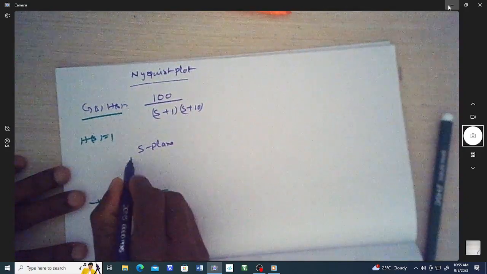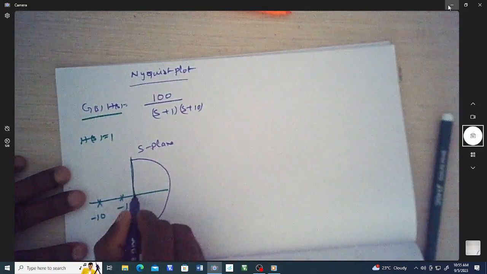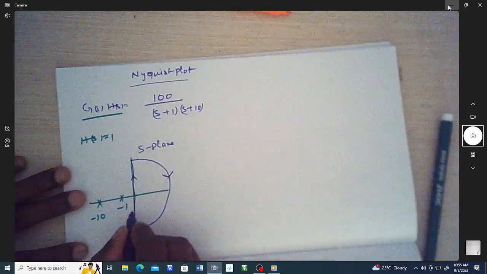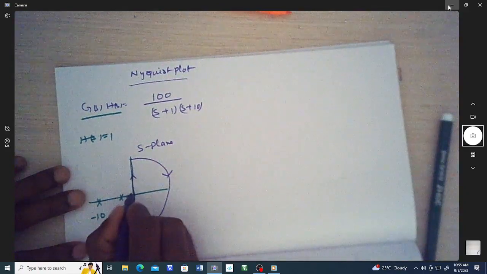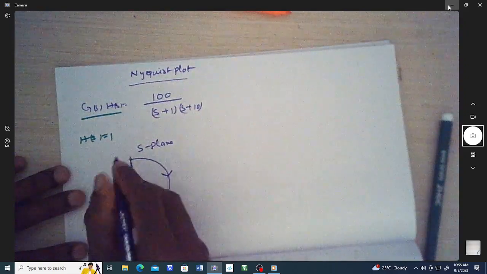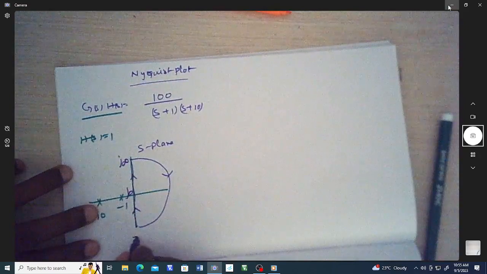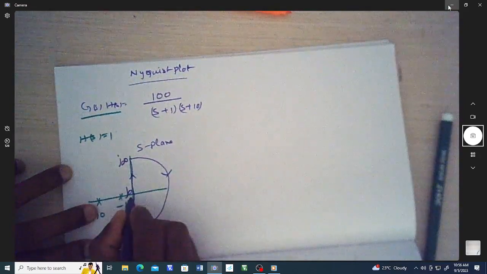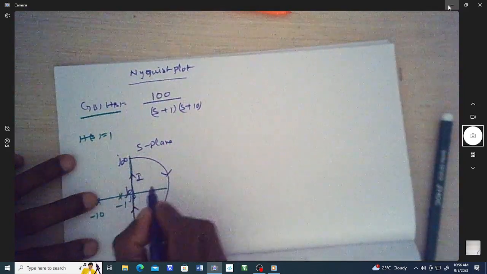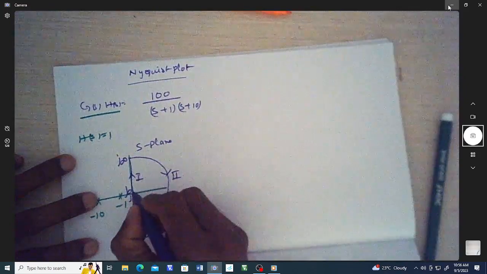So let me write the Nyquist contour. This is the Nyquist contour. This is how it is going. It is starting at 0, and of course it is imaginary, it is 0, and it goes to j infinity. It will come back to minus j infinity, and it will again go back to 0. So now we write this as segment 1, this as segment 2, this as segment 3.